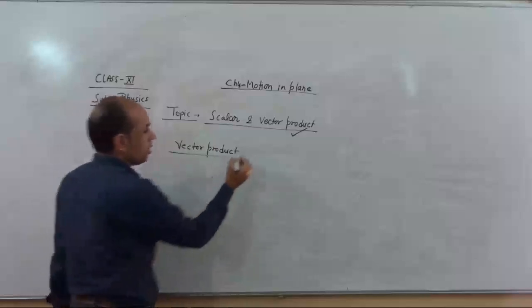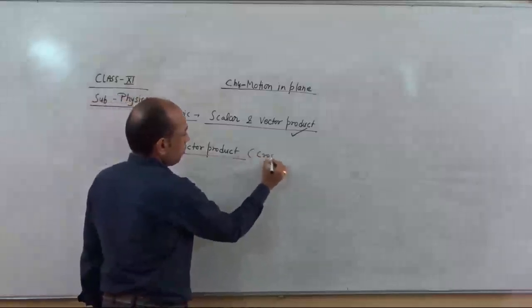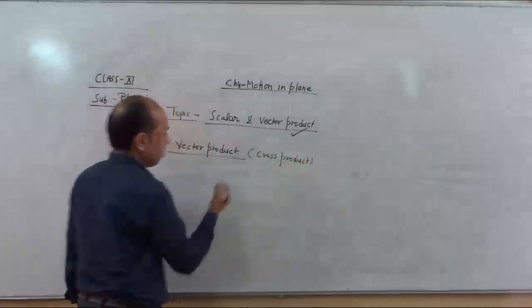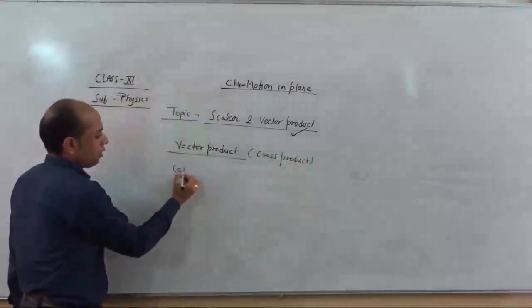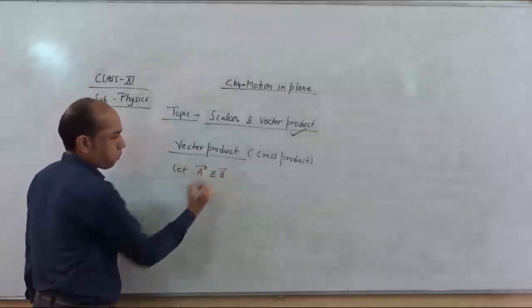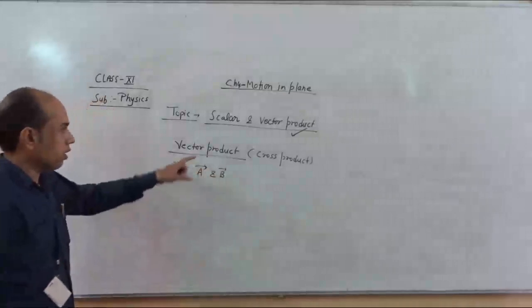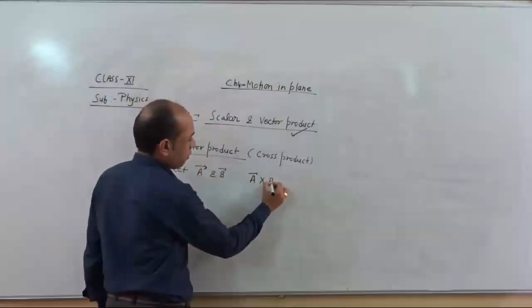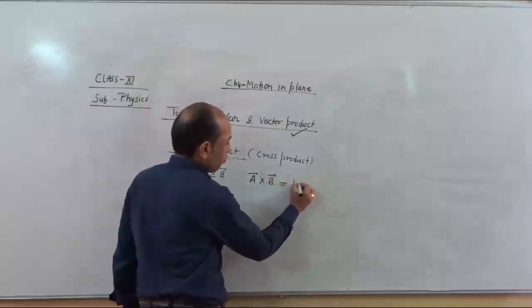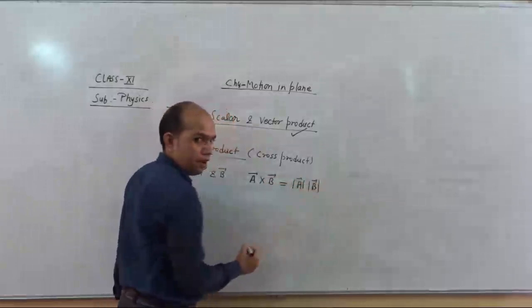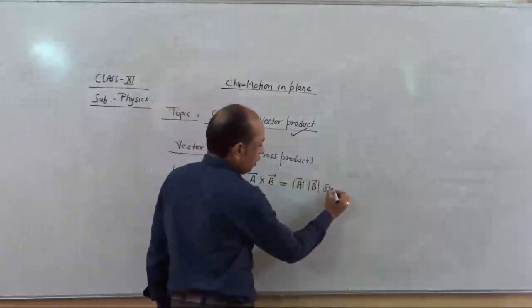Vector product is known as cross product. Again we have to take two vectors A and B, and now we have to take the cross product. So A cross B equals modulus of A, modulus of B, and here the angle part is sine of theta.